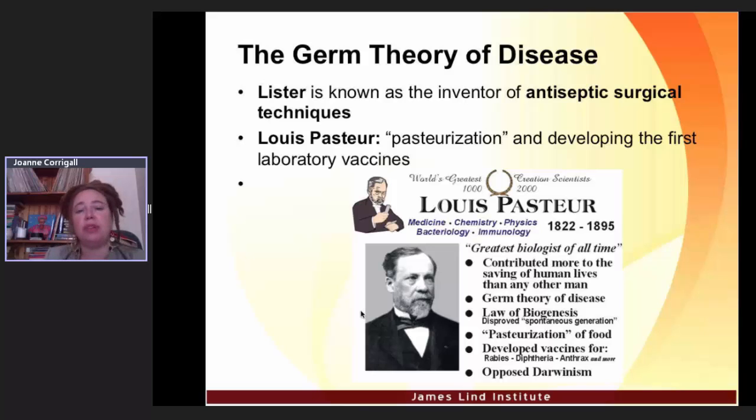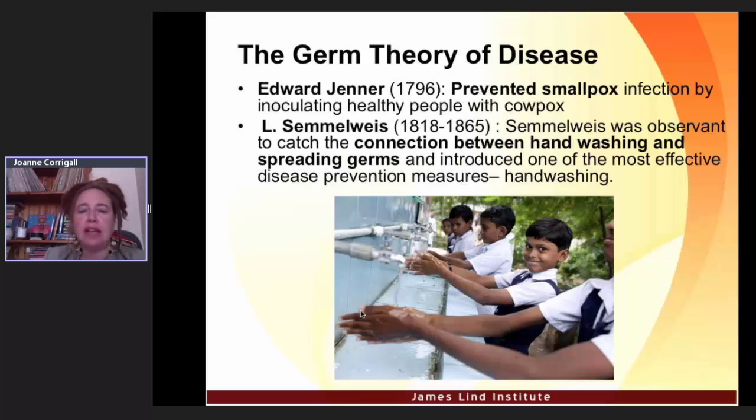Edward Jenner is also quite a prominent figure in public health, and he managed to prevent smallpox by infecting healthy people with cowpox. So cowpox was similar enough to smallpox that injecting people with cowpox actually conferred immunity in those who were injected with it. Then Semmelweis was really important in terms of establishing the connection between hand washing and spreading germs.